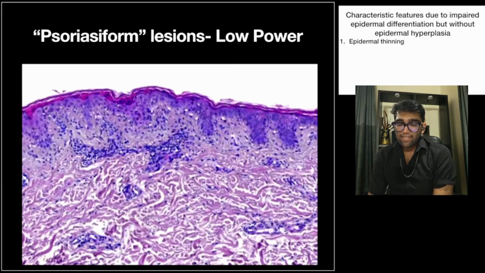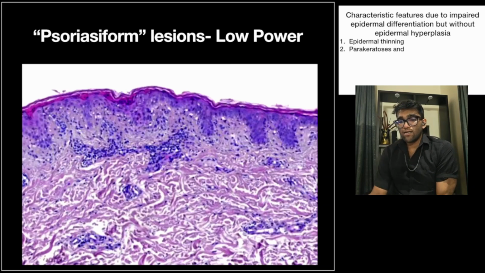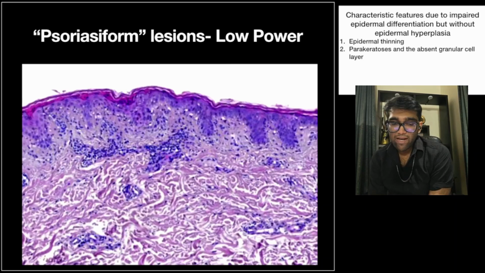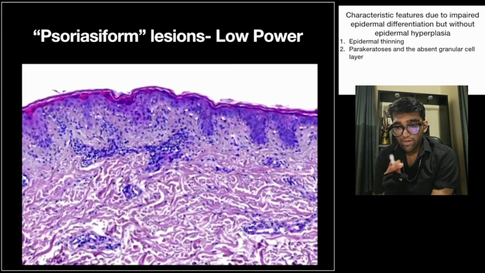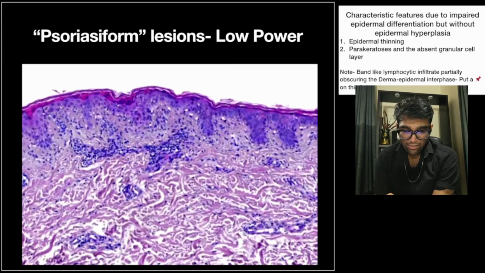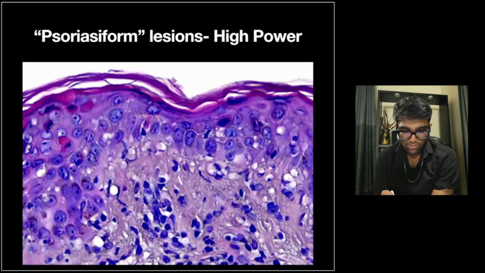Okay, and epidermal thinning is in this case also associated with parakeratosis. Now this is parakeratosis because you can see that the cornified layer here also has nuclei in it, and there is an absence of a granular cell layer, but this is because of impaired differentiation. The cells are just not differentiating into the granular cell layer or the cornified layer. And finally, we have a band-like infiltrate of lymphocytes. You can see it in this diagram as well.